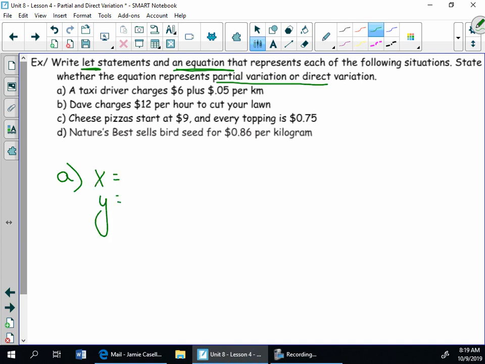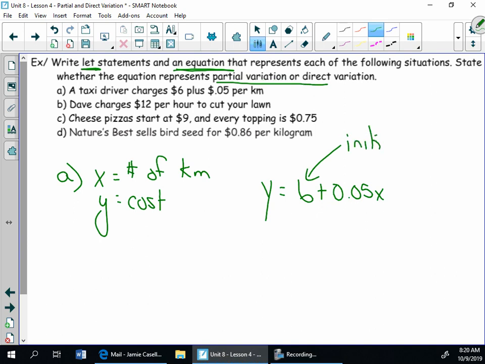A taxi driver charges $6 plus $0.05 per kilometer, or in other words, 5 cents. What do I not know? Well, x will be my number of kilometers, and as that changes, so does the cost. Right, what is our equation? Well, it starts at $6 plus 0.05 for every kilometer. What kind of question is this? Well, because I have an initial value, I don't start at 0, it means it has to be partial. Okay, it's more than just a multiple.